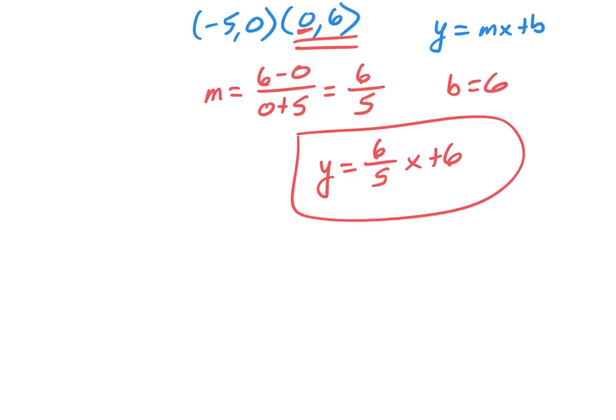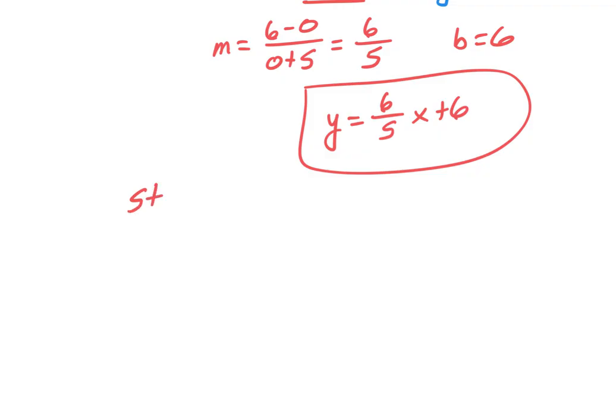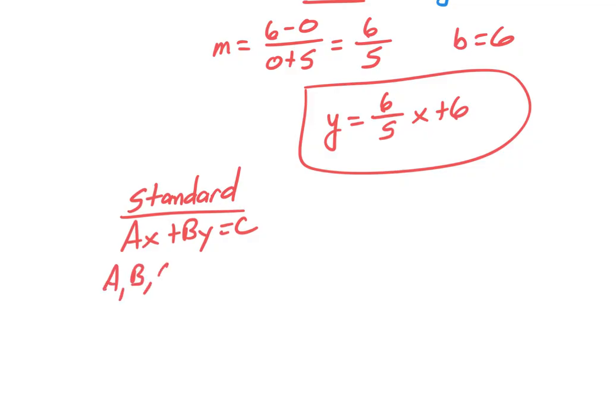Okay. But now we're going to do something a little bit different. There's going to be a couple of problems today where they're going to ask us to write it in standard form. So standard form takes a little bit more work. Standard form has a couple of things. First of all, A, B, and C don't represent slope or y-intercept or any of those things. A, B, and C are just numbers. A, B, and C are all integers.